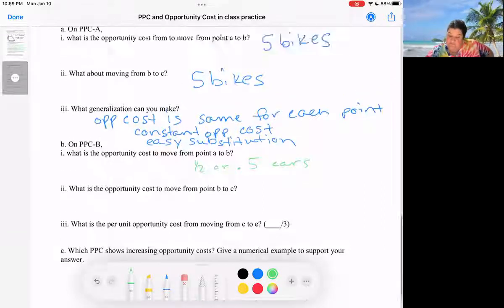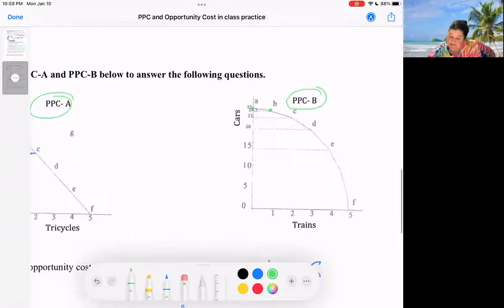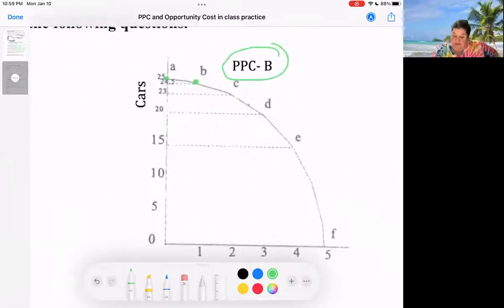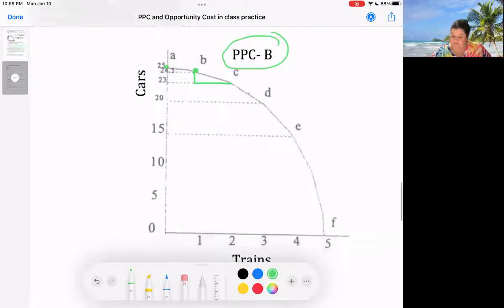Opportunity cost of moving from B to C. So again, we're going to drop down and go from here to here. And when we go from 24.5 down to 3, again, we're sacrificing on the Y, so we're sacrificing cars. So what's our opportunity cost? 1.5. Because how do we get from 23 to 24.5? We just add 1.5.